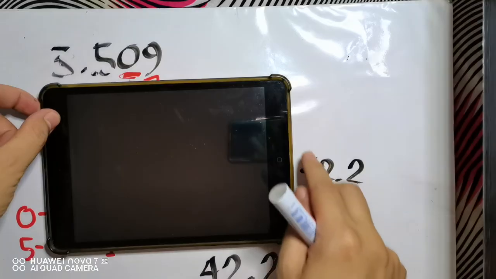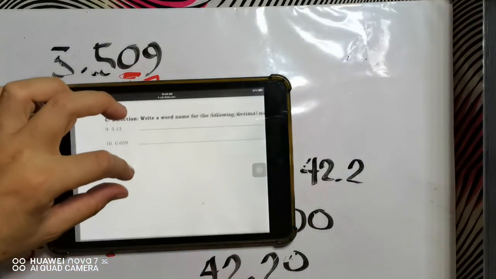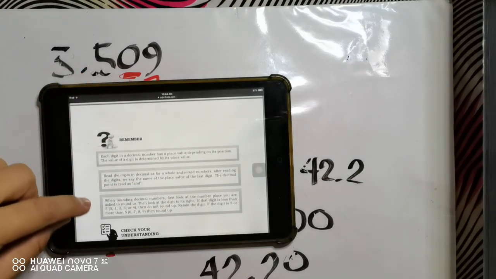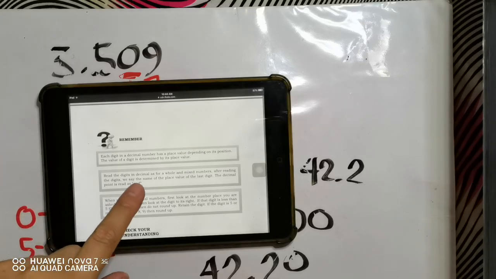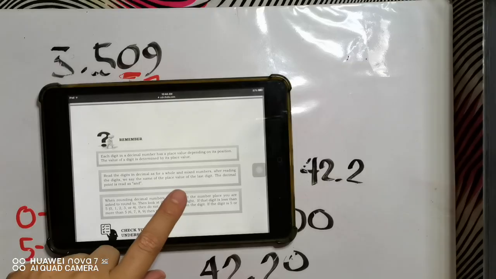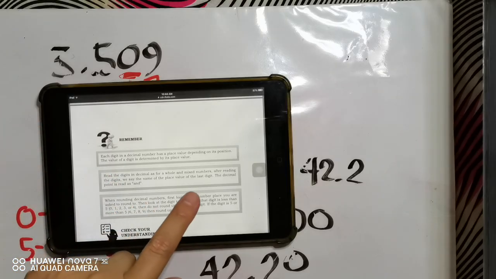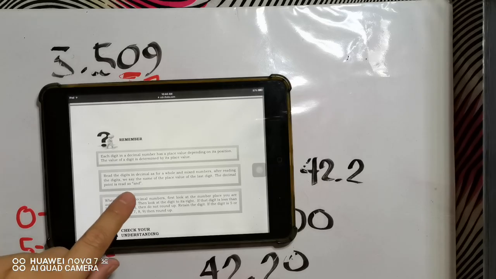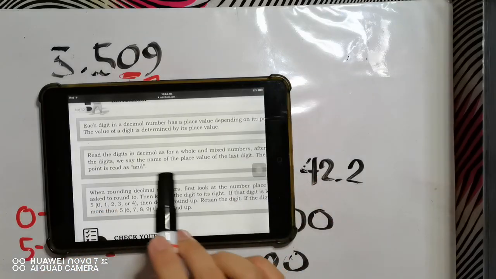Okay, let's see what else. This is the remember part. Just read it. Remember, read the digits in a decimal as for a whole and mixed number. So, you read it as a whole number. Then, at the end, you include the place value of the last digit. Okay? Then, the decimal point is read as and.